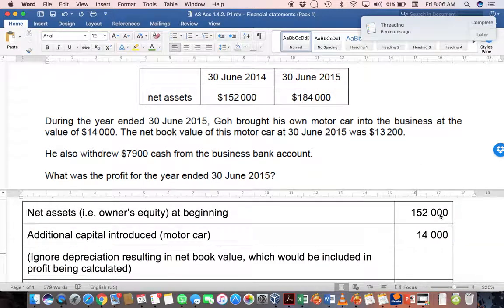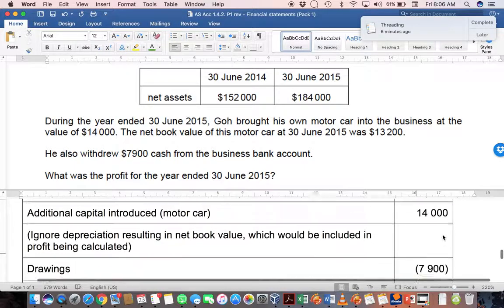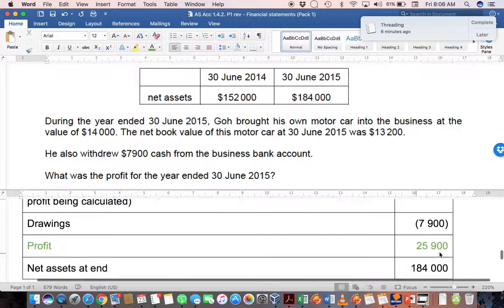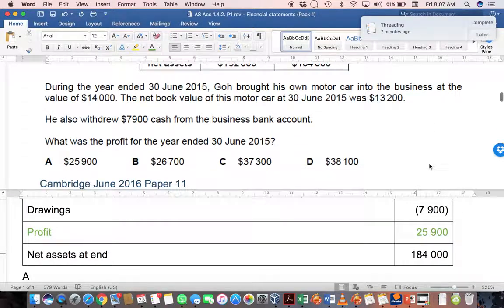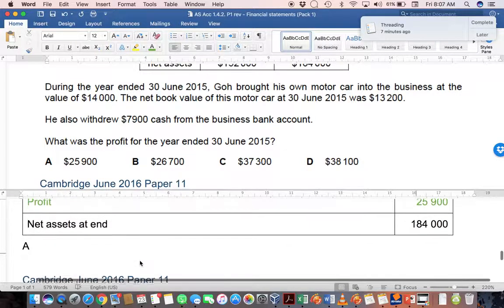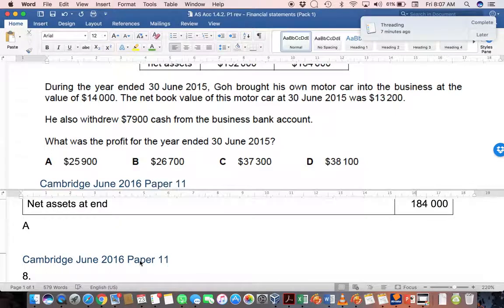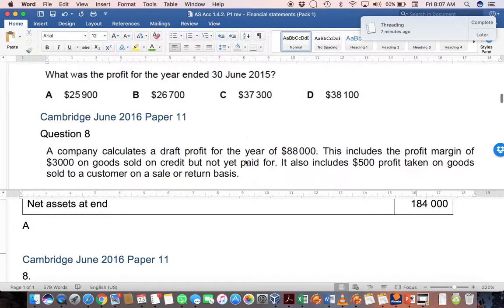So in other words, you're going to say $152,000 plus $14,000 minus $7,900 plus X equals $184,000, and then solve for X. You should get an answer of $25,900, which then means that you are going to choose A as your answer for this question. We're now going to move on to the Cambridge paper from June 2016, paper 1-1, question 8.